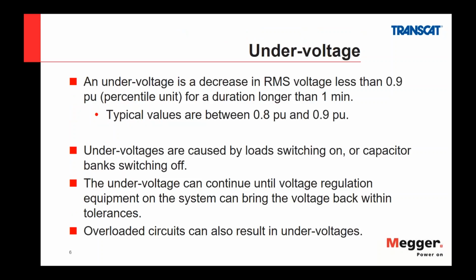An under voltage is a decrease in the RMS voltage less than 0.9 pu, or per unit, for longer than 1 minute. They are usually between 0.8 and 0.9 pu, and typically caused by load switching on or capacitor bank switching off. And they will continue until the voltage regulation equipment on the system can bring it back within tolerances. Keep in mind, overloaded circuits can also result in under voltage. Having too much load on an individual source can create under voltage on all the loads on that source.